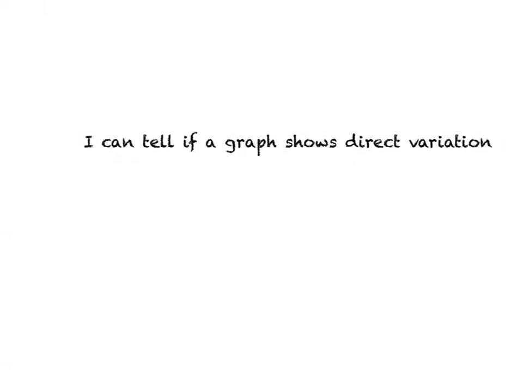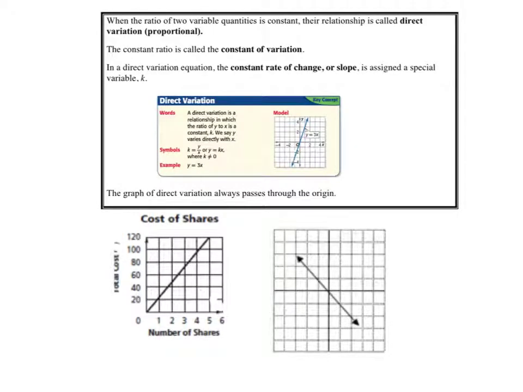In this lesson, we're going to tell if a graph shows direct variation. In our last lesson, we took a look at what direct variation looks like in a table. Now we're going to take a look at what direct variation looks like in a graph.